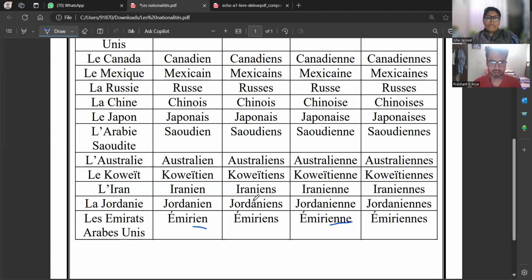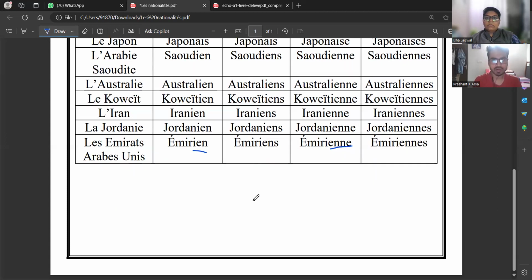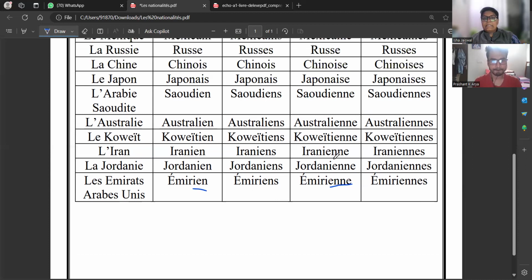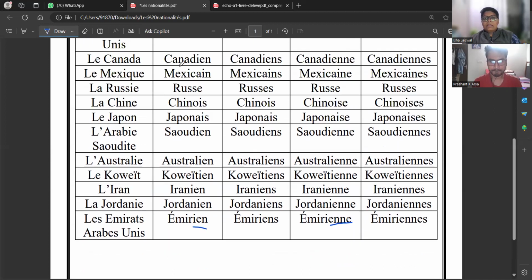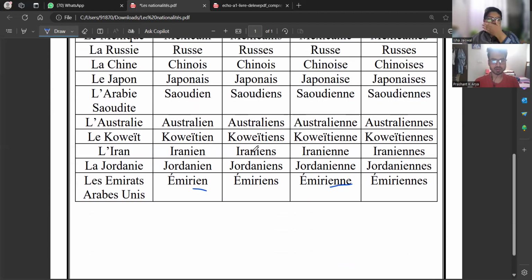Okay. So, suppose now how to write these in a sentence. I'll take any. You don't have to learn all this. Just learn the masculine one. When you go further, you'll be able to make masculine plural, feminine singular, and feminine plural by yourself only.